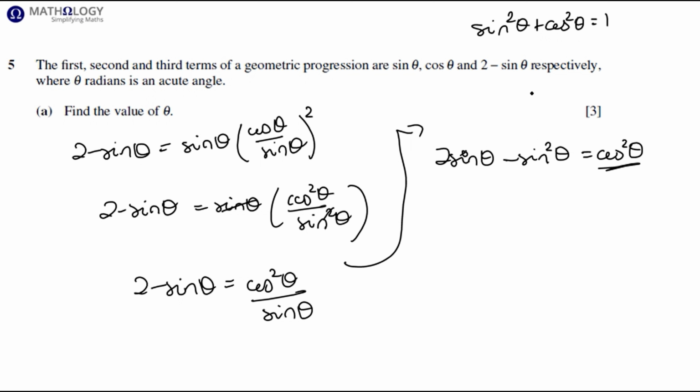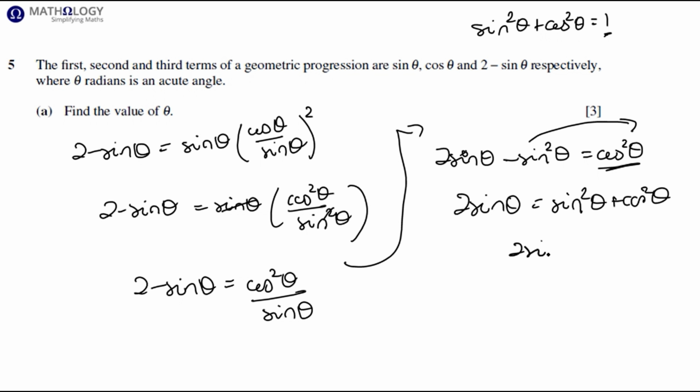But probably a better and much quicker way of solving this equation is to take the minus sine squared over to the right, because when you do that, you'll have sine squared plus cos squared, which you know is 1. So 2 sine theta equals sine squared theta plus cos squared theta. So 2 sine theta equals 1. So sine theta equals a half. Therefore, theta equals, now just be careful here, theta is in radians. So sine theta equals a half, if you're working in degrees, is 30 degrees. In radians, 30 degrees is pi by 6.